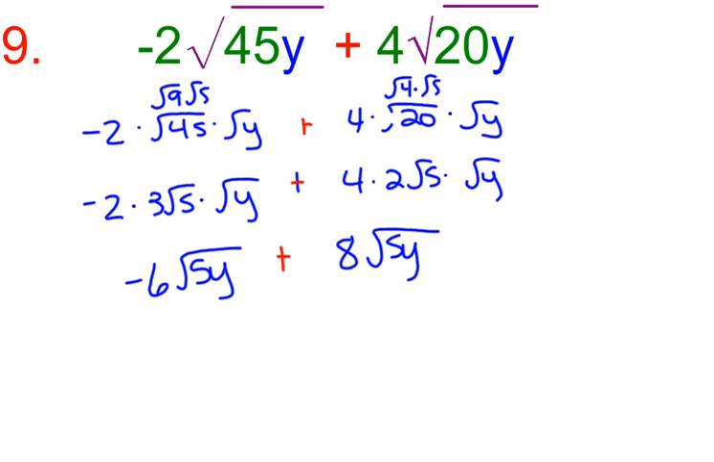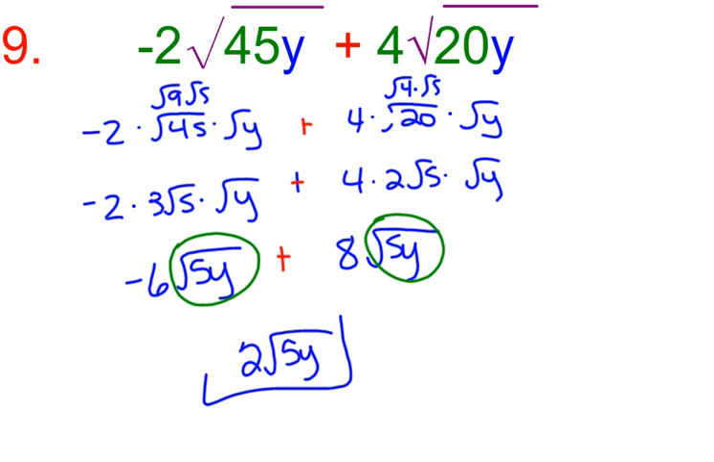When I look at these, I do see that I have like terms in that I have root 5y for both of these. So I add the numbers. Negative 6 plus 8 is 2. And then root 5y. Hopefully that one made sense to you. We're going to do one more together.